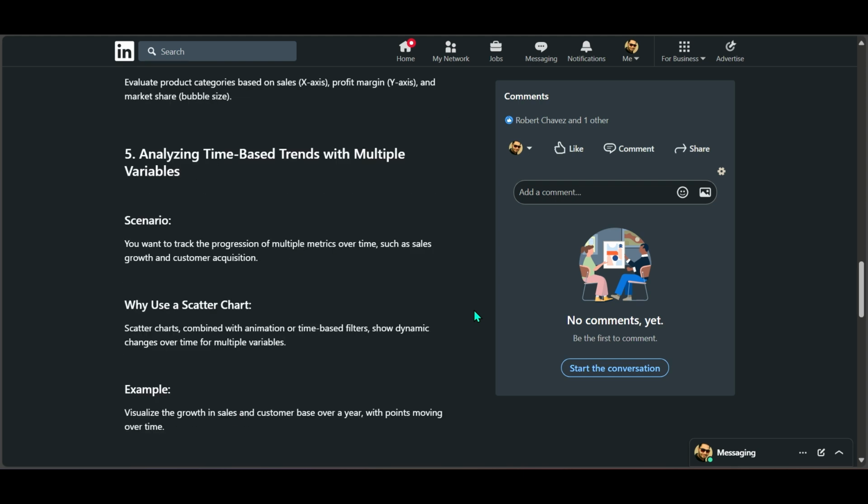Finally, analyze time-based trends with multiple variables. With the play axis in Power BI, you can track metrics like sales growth and customer acquisition dynamically over time.